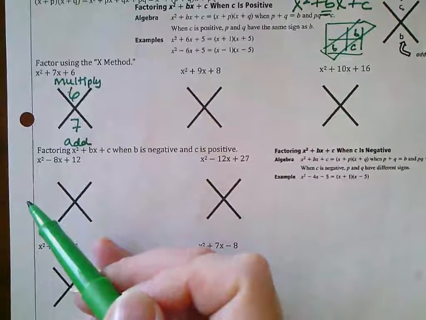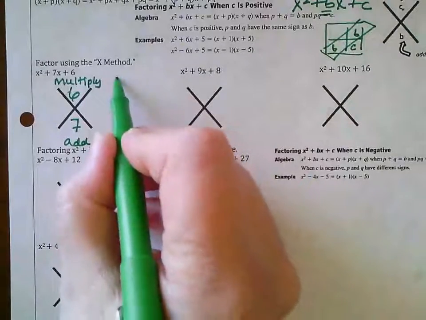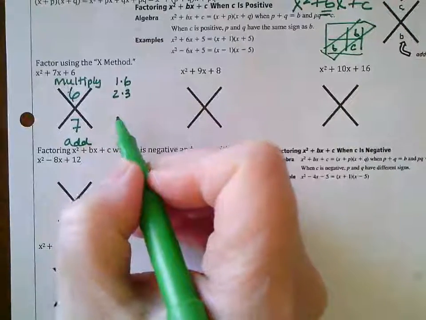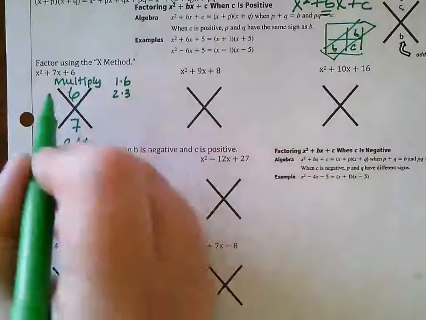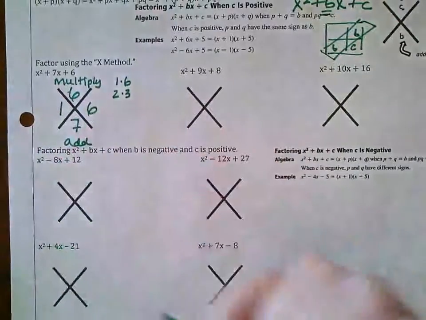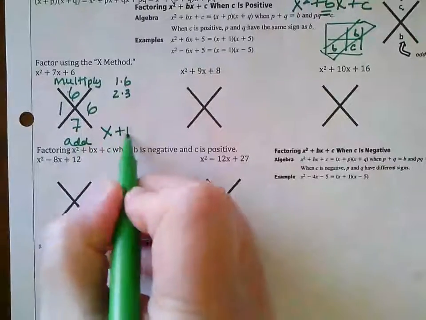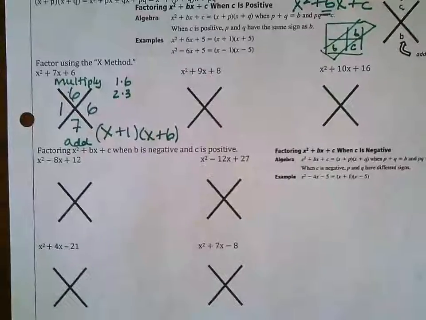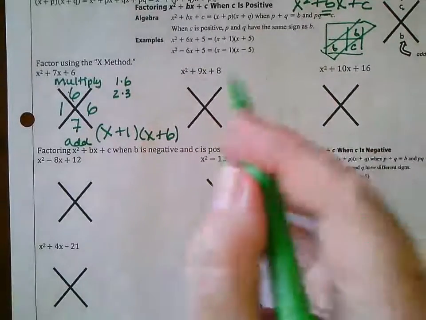So what two numbers multiply to equal 6? You need to think of the factors of 6. So 1 times 6, 2 times 3, and then think which one of these would add up to 7? Well, 1 and 6. So you're going to have x plus 1, x plus 6. And you're good to go. You've just factored.